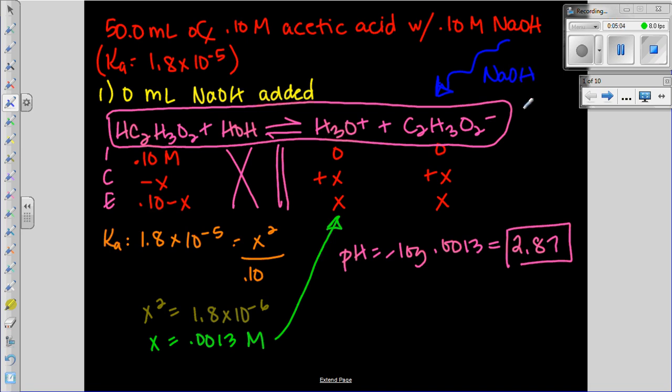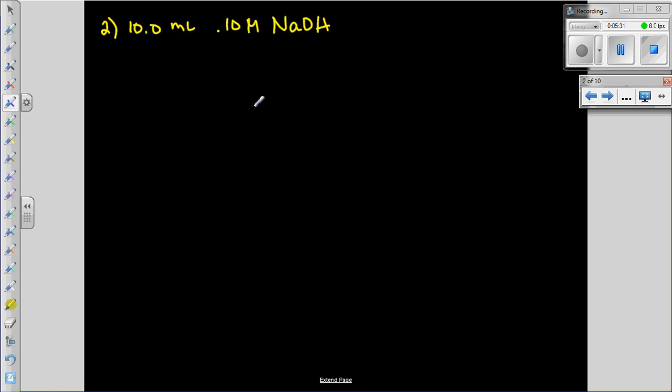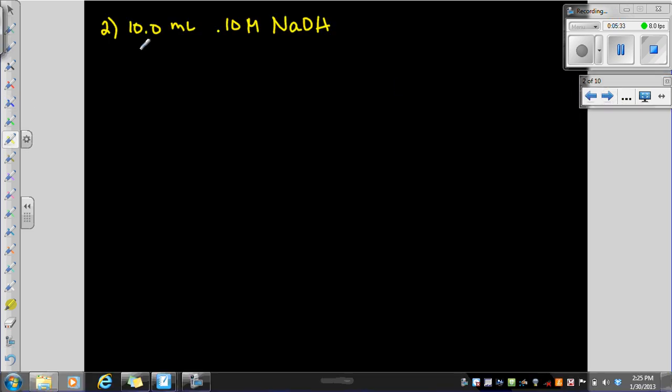Now, if you think about the lesson that we learned in class about buffers, when a strong acid is added to an equilibrium like this, it's going to react with the conjugate base. But when a strong base is added to an equilibrium like this, it's going to react with the weak acid. So what's going to happen is hydroxide is going to react with acetic acid. So I want to write that reaction first.